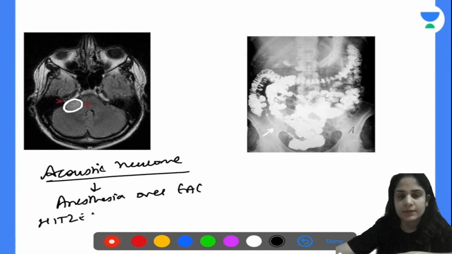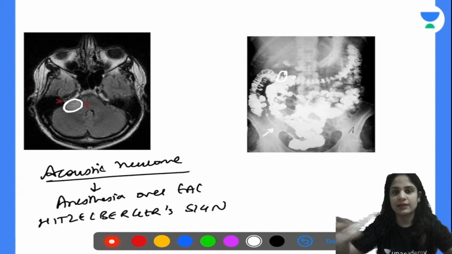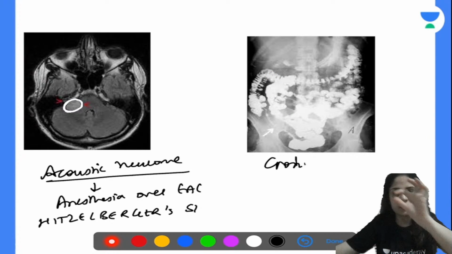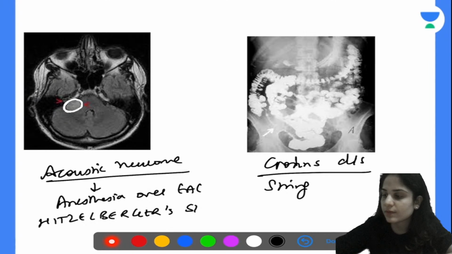All right. The next sign that we have over here is if you see the barium enema in case of a patient of Crohn's disease, you see that the entire colon looks like a string, correct? So what is the name of that sign? In a patient of Crohn's disease, the entire colon looks like a string. It is called the string sign of Kantor. This is on barium enema.